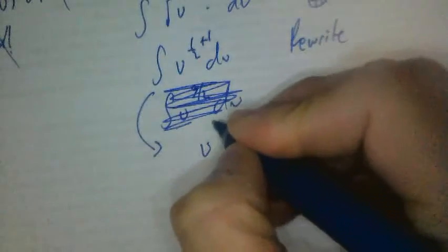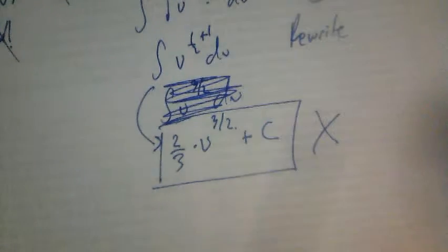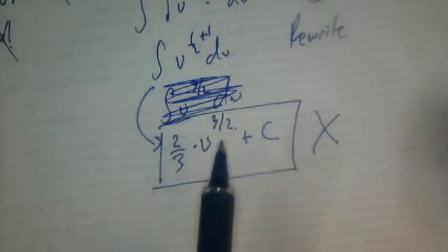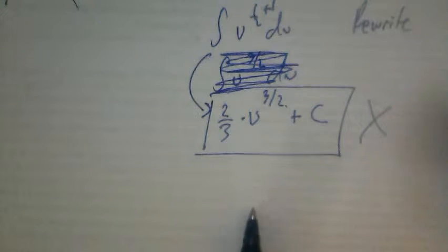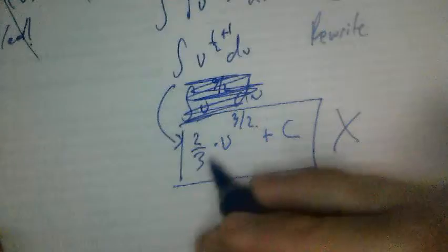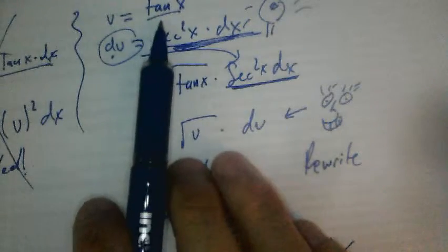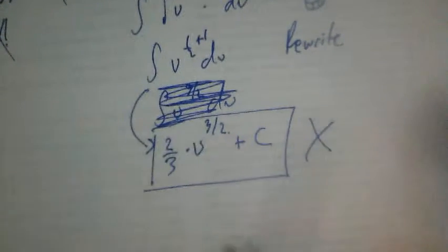You might be tempted to box this in, but this is wrong. Why? Because I wasn't trying to find the integral of all of this with u. Remember, the original problem had all of these x's and other functions, so we need to do a resubstitution. When you're done, don't box it in with the u's. Substitute back in what u was. U was tangent. So it becomes 2/3 times the tangent of x to the 3 over 2 power plus c. This is my final answer, and you can see it's the answer they had in the book.